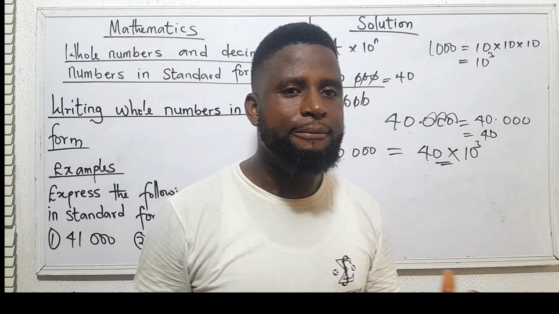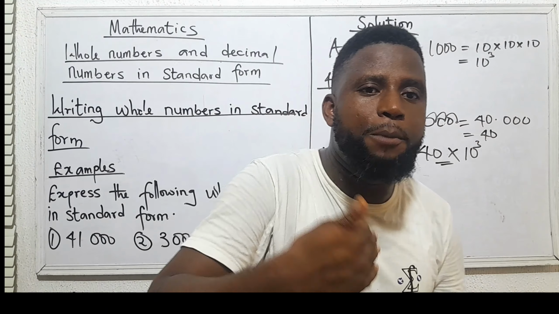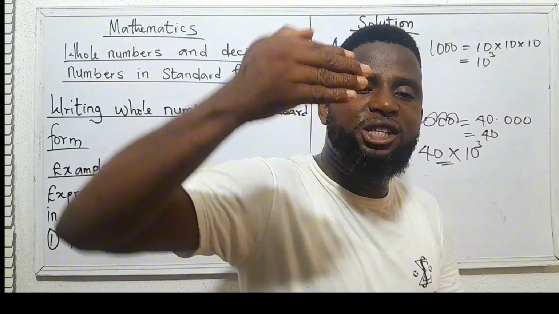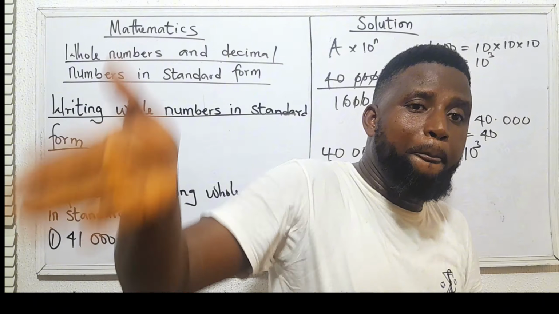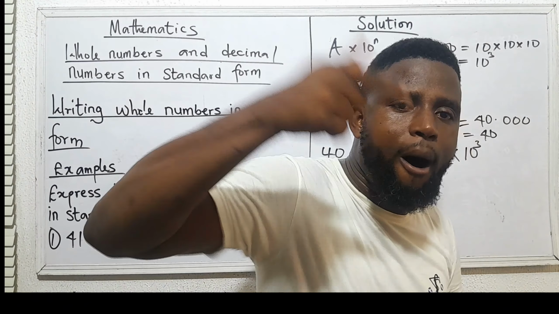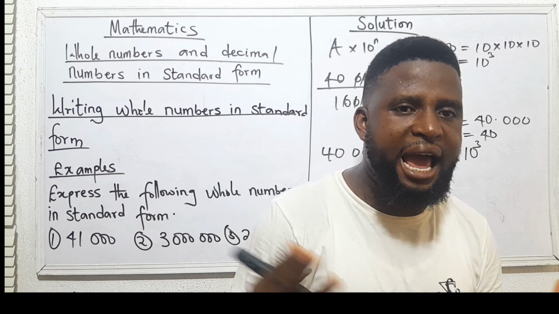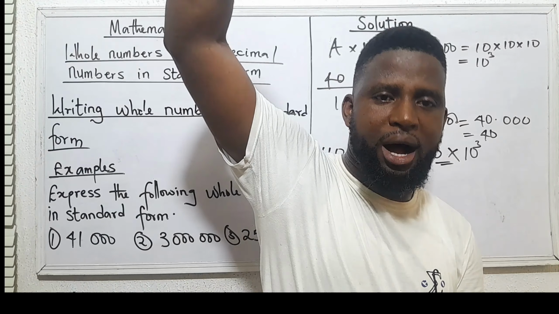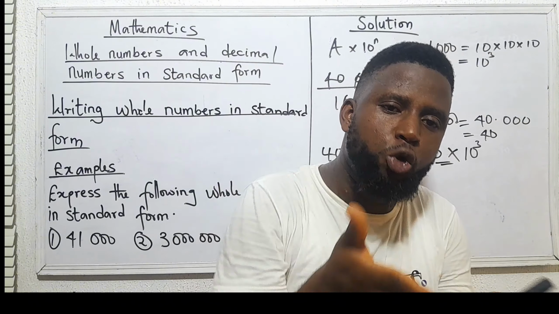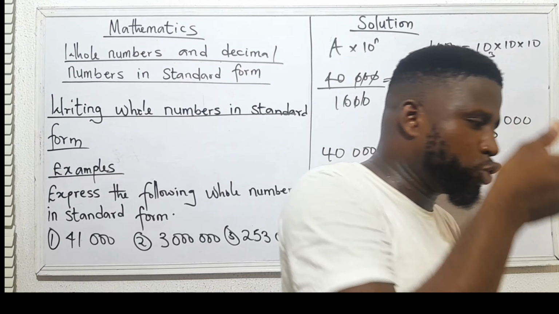It simply means that if I'm to divide any number by the multiples of 10, all I just need to do is to shift the place of the decimal point backward the number of the multiples of 10. So if I'm to divide any number by 100, 100 is 10 raised to power 2. All I just need to do is to shift the place of the decimal point backward 2 times.